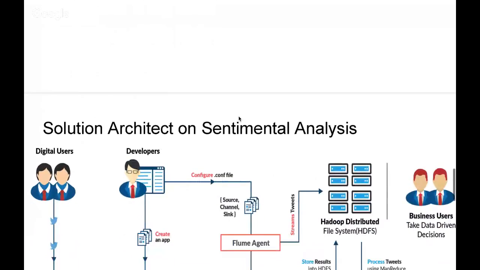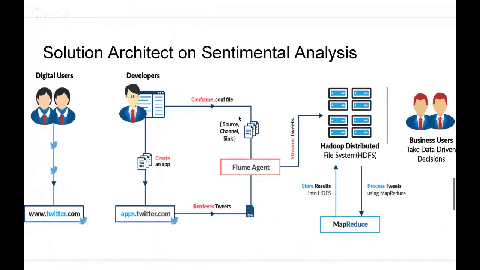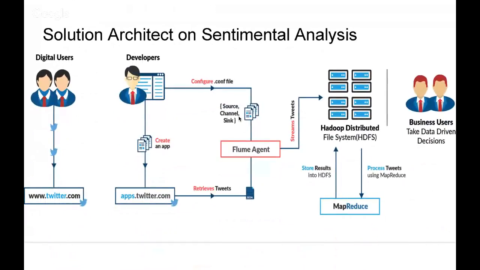Yeah, so this is the solution architecture for sentiment analysis, what I told you. These are the digital users, which is the Twitter website. And to get the data from Twitter, you need to go to the developer page of Twitter, create your account there, and get some token so that it can authenticate you to fetch the data from Twitter. And forget about all these terms like Flume agent.